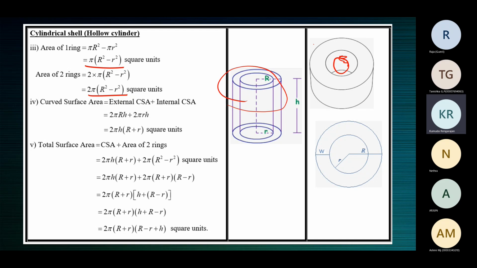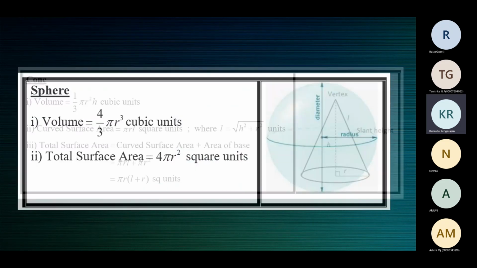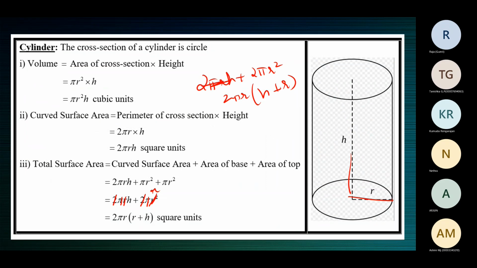So in this figure which you see here, you can see a cylinder inside and its curved surface area here. And then on the outside, you have a cylinder with a curved surface area here. So the curved surface area is the external CSA plus the internal CSA. External CSA is 2 pi capital R h. Because what is the CSA formula? Cylinder CSA is 2 pi r h.